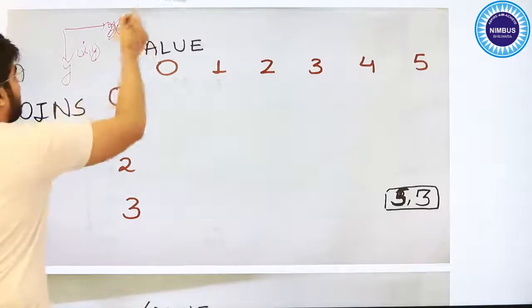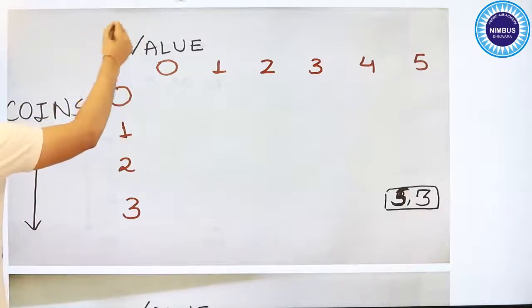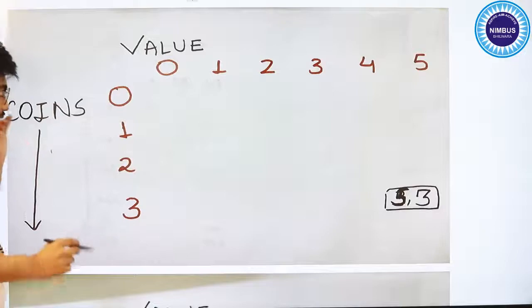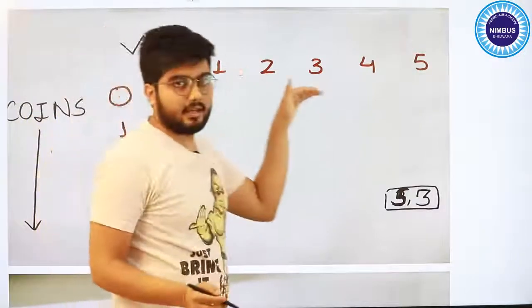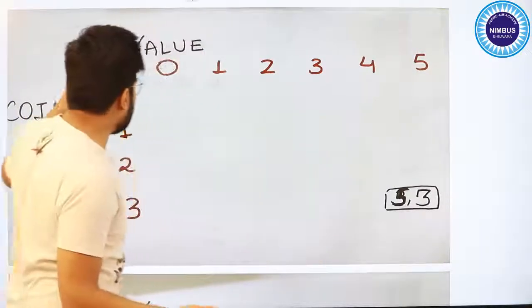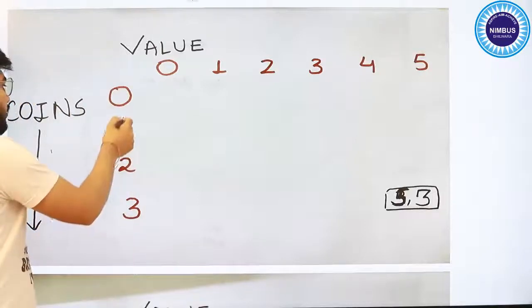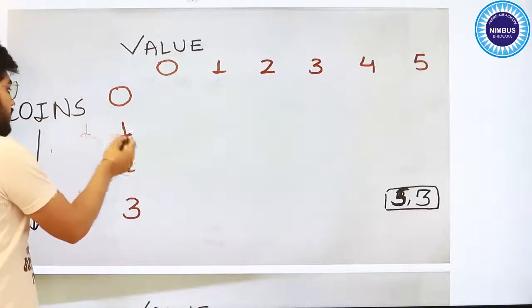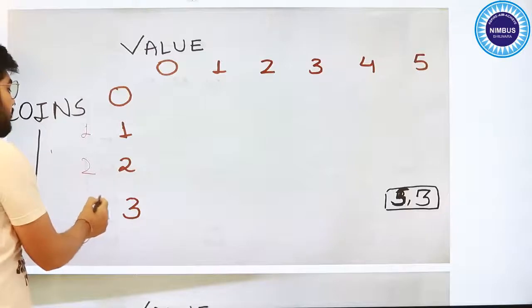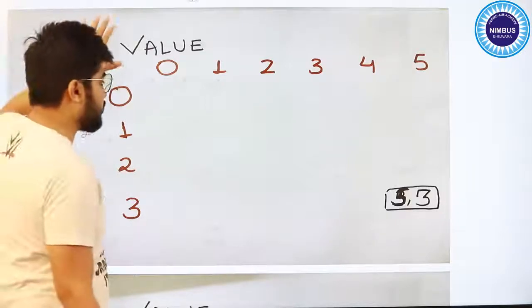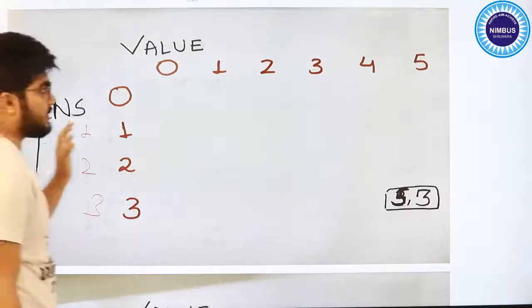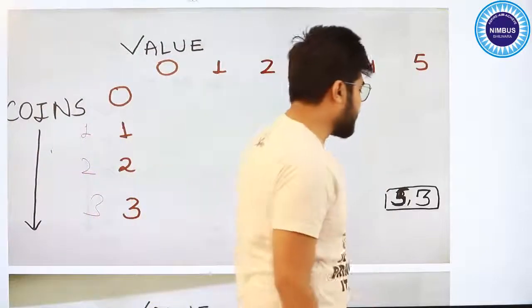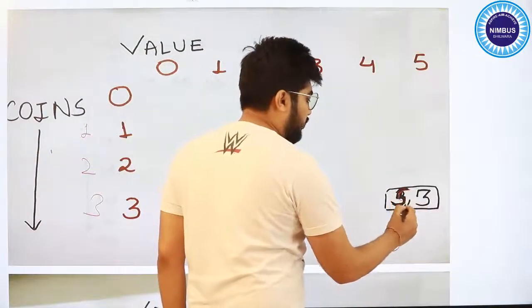So similarly, what we are doing here is, this represents the value or the change that we want to find, and this is the denomination of the coins. So your first coin has a denomination of 1, second coin has a denomination of 2, and third coin has a denomination of 3. So all these denominations are available, and someone asked you for a change of 5. So this is what you want to find.